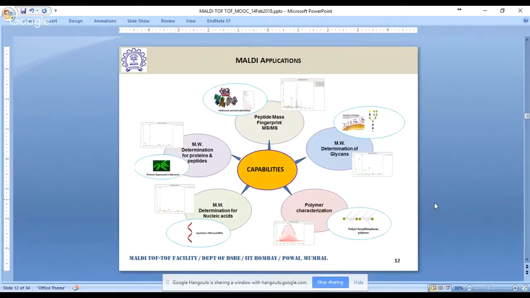Polymer characterization is another major application for which Maldi is used. A lot of people come in for end-group analysis, for molecular weight determination of their polymers, and other studies. Sugars can also be analyzed using this type of technique, and the identification of proteins from gel pieces can be done with the help of peptide mass fingerprinting. So this was a brief overview of the Maldi applications, and I hand the session back to Professor Sanjeeva.